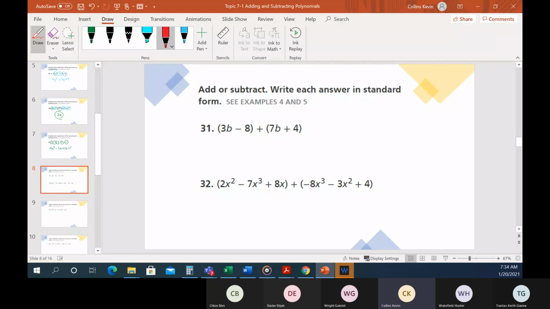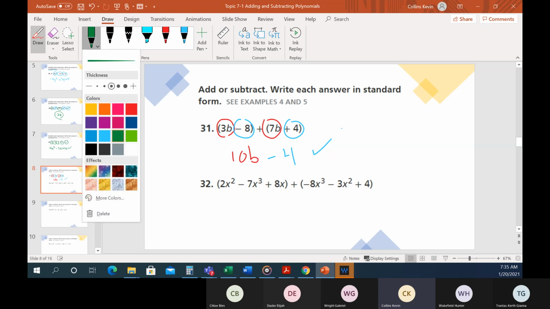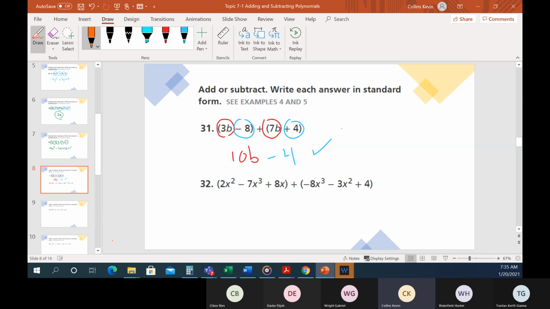We're saying, okay, we'll take our b values here. So I got 3b, 7b. So that's 10b. Then I've got minus 8 plus 4. So we have 4 minus 8, that's going to be negative 4. So that's our guy. Then we do the same thing here.